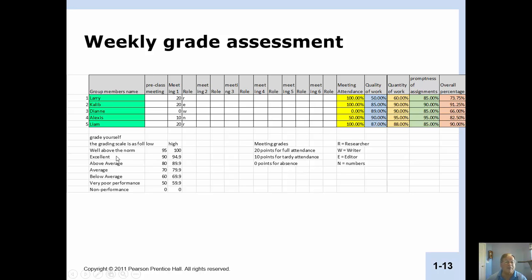And down below here, we have a grading scale. If they're well above the norm, you should give them a 95 to 100. If they were excellent, 90 to 95. Above average, 80 to 89, etc. So that's how we ultimately assess grades. So at the end of this, you will have provided a grade for each person for that week's work. Now, this overall presentation here doesn't affect or figure into the rest of the course, but it gives you an idea of the grade that you've given that person for this week's activities.